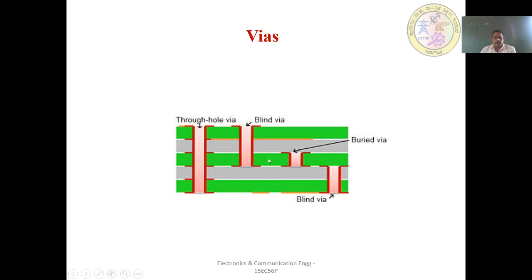Vias. Here it shows different kinds of vias present in the PCB. This is a through-hole via, which has copper on every layer. This is a blind via, which is not visible on the other side. Buried via, which is not visible on either side. This is also a blind via.